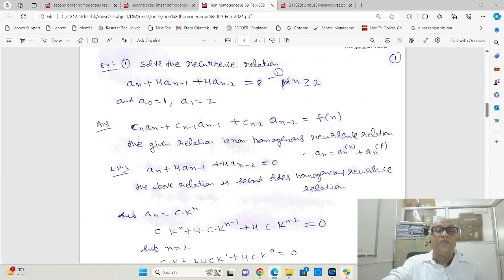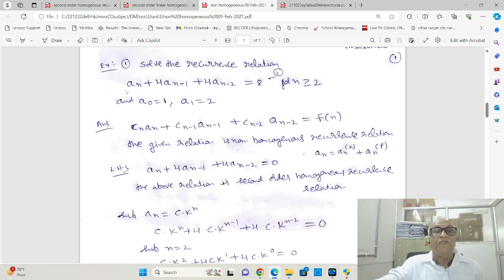Now the general form is Cn an plus Cn minus 1 an minus 1 plus Cn minus 2 an minus 2 equal to Fn. So for this, as it is a non-homogeneous one, what is the solution? The solution is An equal to ANH, that is the homogeneous part of the LHS that we have to calculate, and ANP on the right side, that is the particular solution we have to find out.